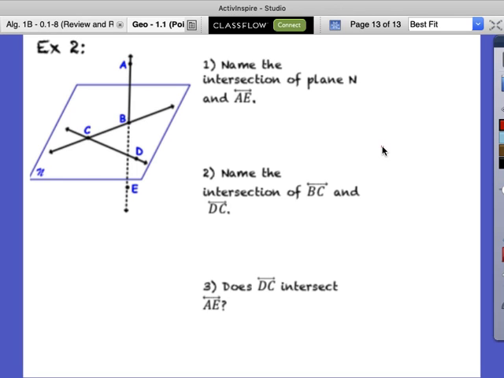On this example, name the intersection of plane N, so plane N where all this is at, and line AE. Line AE, well, it looks like it's going through the plane, so it'd be like a pencil or a pen going through a piece of paper. There's part of it going on top, part of it going underneath. So it's like a pen going through the paper is what you see when you see this dashed line here, okay? So where do those intersect?